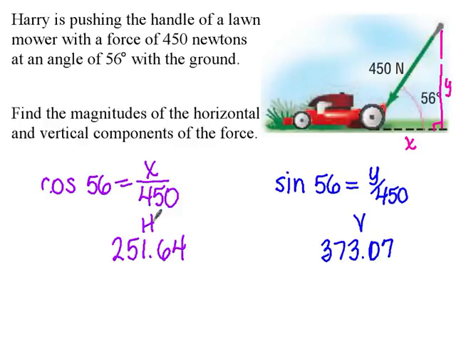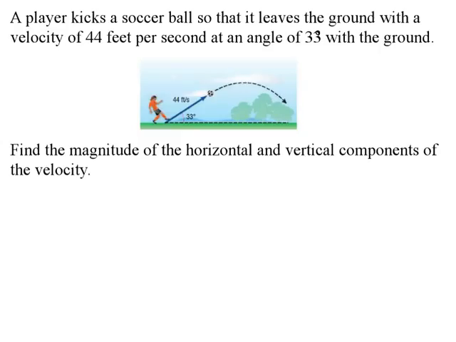I think I've got one more problem we're going to look at, and then we'll call it good for today. A player kicks a soccer ball so that it leaves the ground with a velocity of 44 feet per second at an angle of 33 degrees with the ground. Find the magnitudes of the horizontal and vertical components of the velocity. Once again, we want to find x and y.